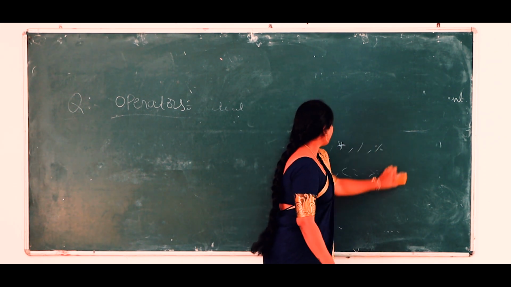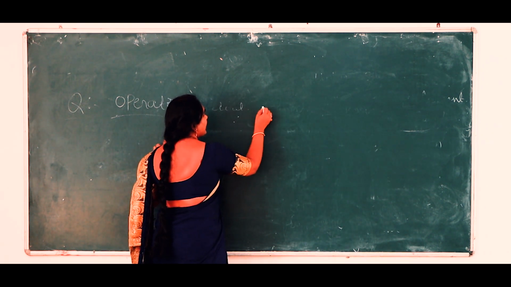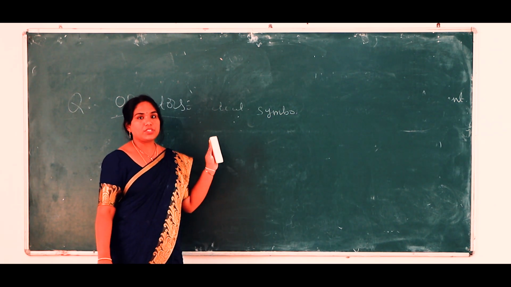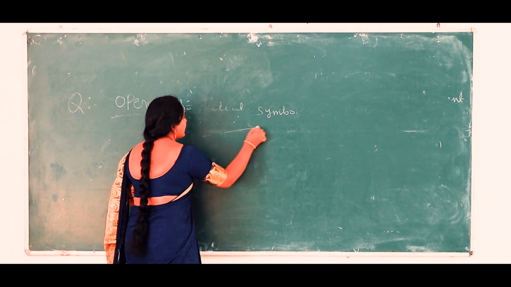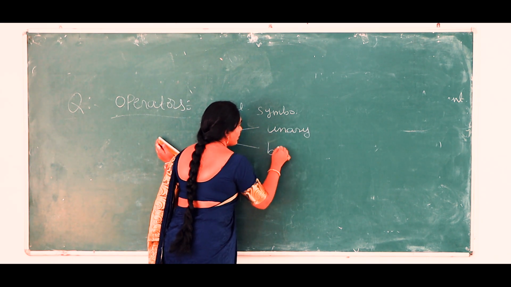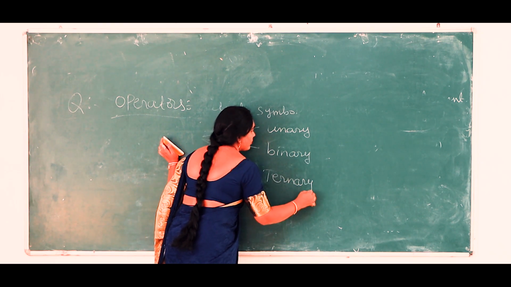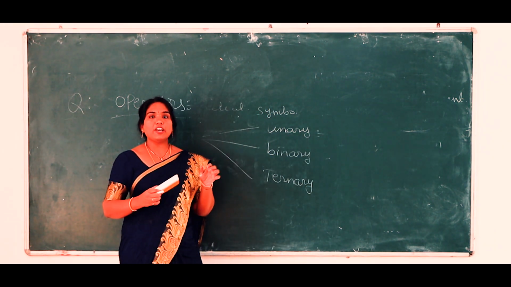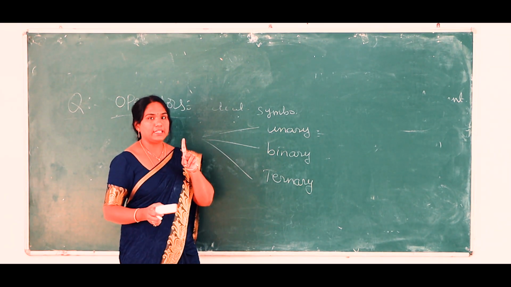Now, coming to the point of the operator. Just now I said, what is meant by an operator? Any symbol. Those symbols are used for arithmetic and logical calculations. The operators are mainly three types: unary operators, binary operators, ternary operators. First listen, what is meant by unary? A unary operator is nothing but one having only one operand.